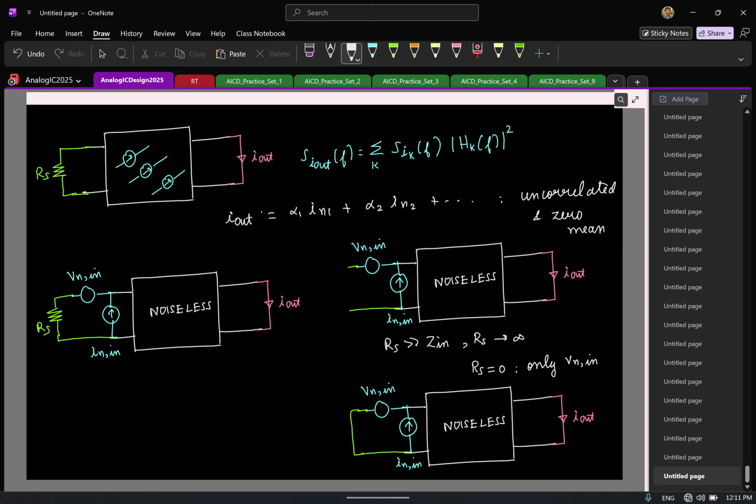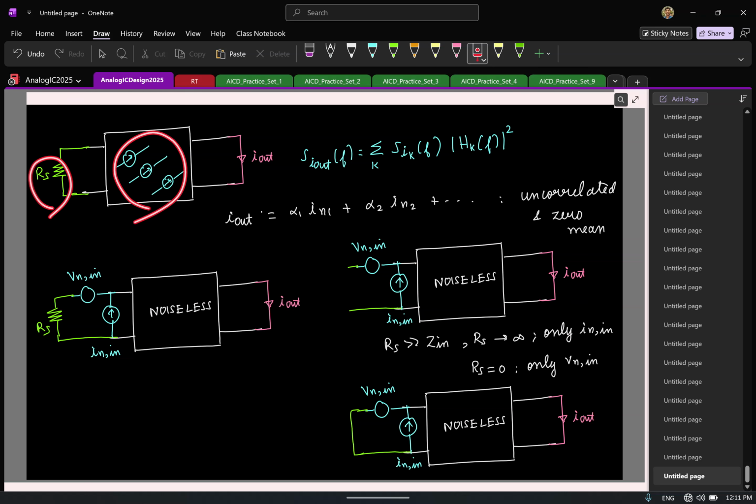On the other extreme, if I have RS to be infinitely large, you only have contribution due to the input referred noise current. This is all happening because in practice you don't have control on what the value of RS is going to be. So to model the noise in the network for all values of RS, you need to have both the voltage source and the current source in the network.